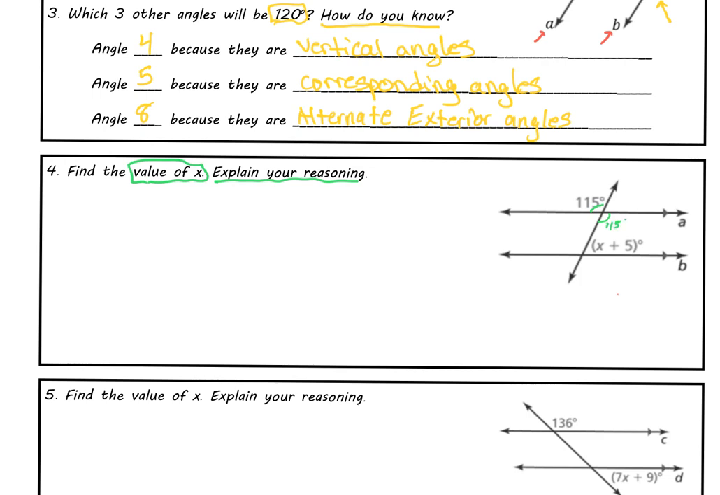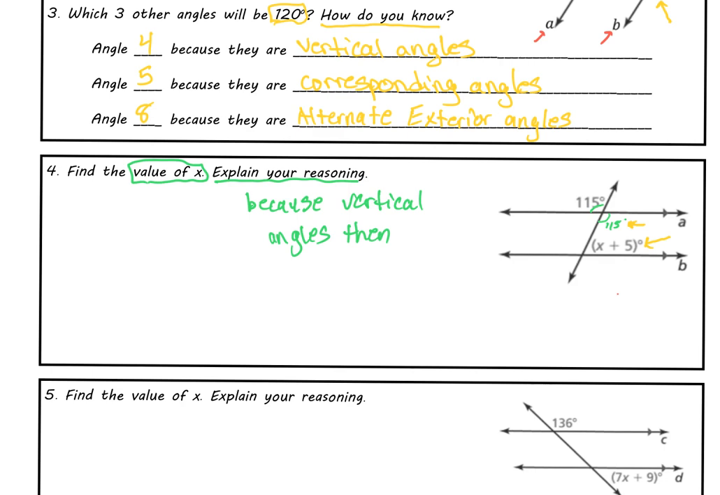So if I'm explaining my reasoning in steps, I'm just going to say, because vertical angles, then we know that this angle here, the 115, and this angle here, the x plus 5 degrees, those are a type of relationship we just talked about. Those are actually same side interior angles or consecutive interior angles. Same thing, just different name, 2 different names.